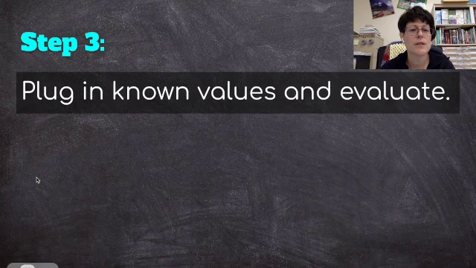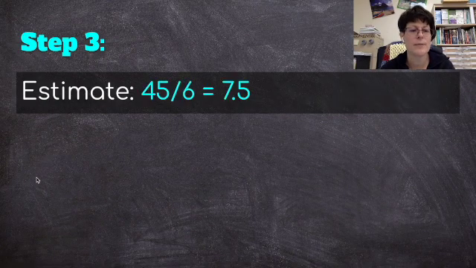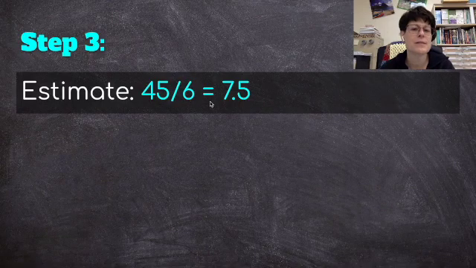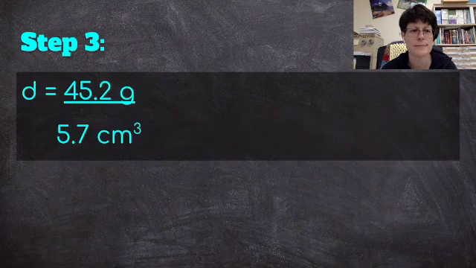Step 3 is to plug in known values and evaluate. Now, before we do that, we kind of want to look at the numbers and just estimate. So if we round the numbers off, we could say 45 divided by 6 is 7.5. So we know that our answer will be close to 7.5. If it's way off from that, we know that we've done something wrong somewhere. So it's good to estimate first.